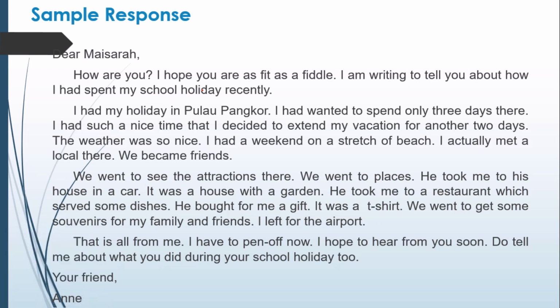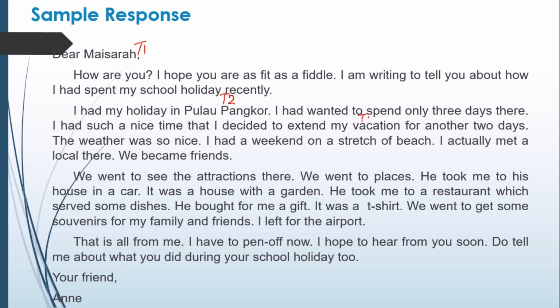I had my holiday in Pulau Pangkor. This is the place, remember? Okay, so task number 2. Don't forget task number 1 is to reply to the letter. Dear Sarah. Okay, this is the greeting for a letter. And then task number 2 is I had my holiday in Pulau Pangkor.